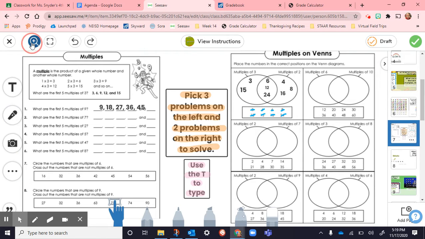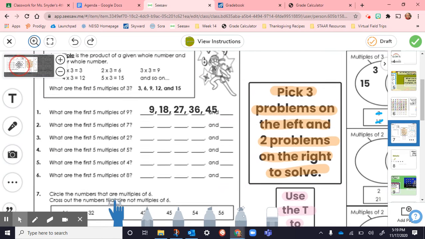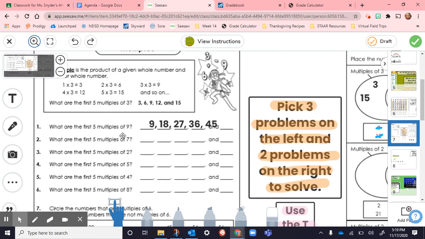So here on the left, let me zoom in. When you're finding the first multiples of 9, again, you're taking 9 and you're skip counting. So 9, if you add another group of 9, you get 18. Add another group of 9, you get 27. Add another group of 9, 36. Another group of 9, you get 45. So 9, 18, 27, 36, and 45 are the first multiples of 9.